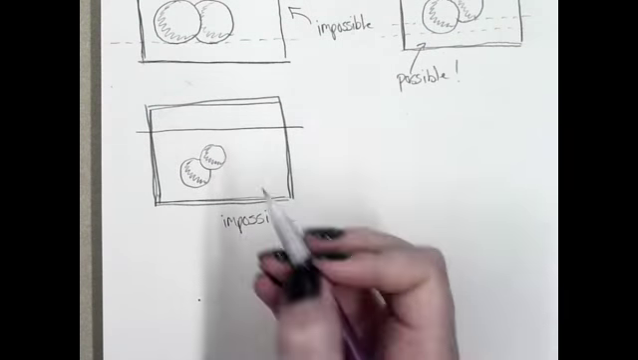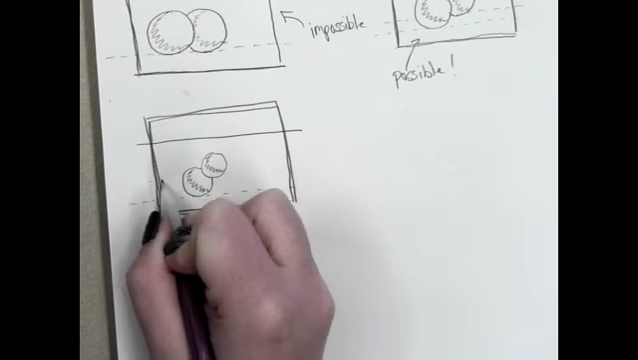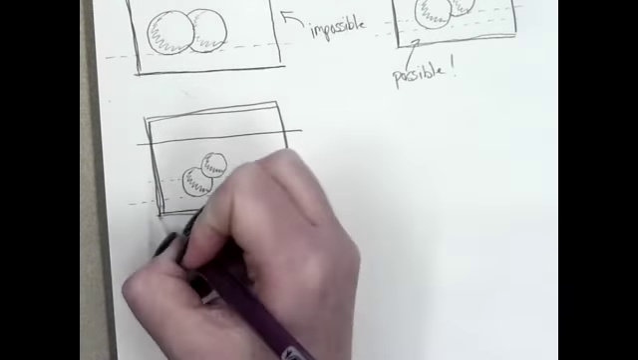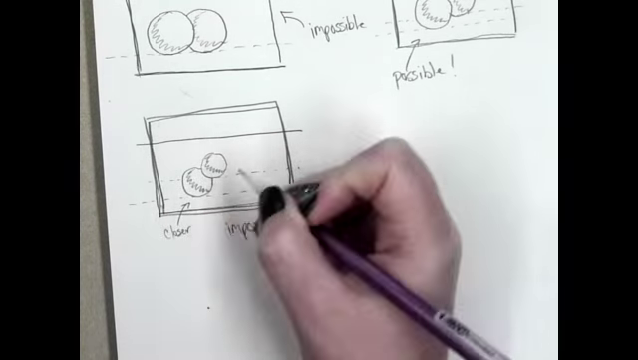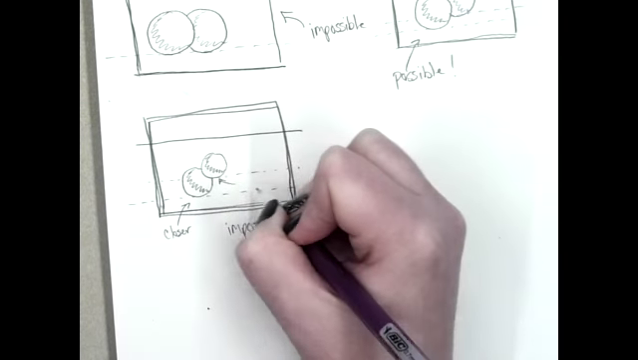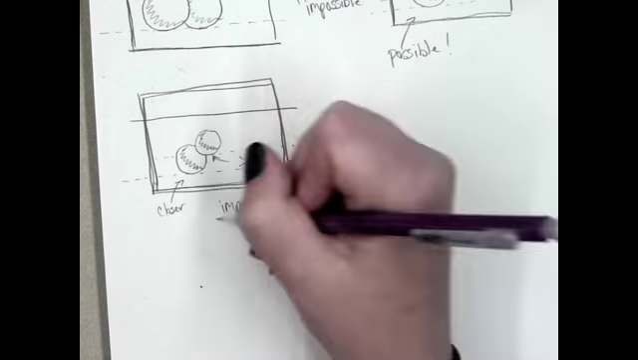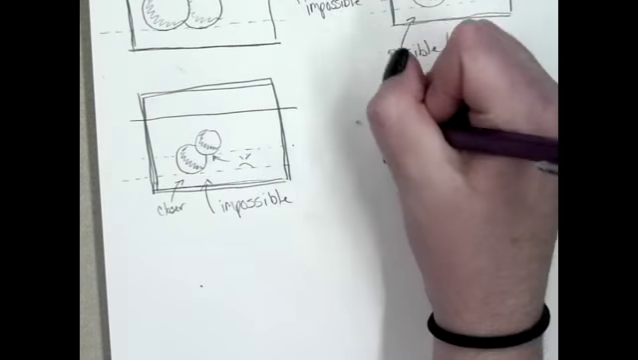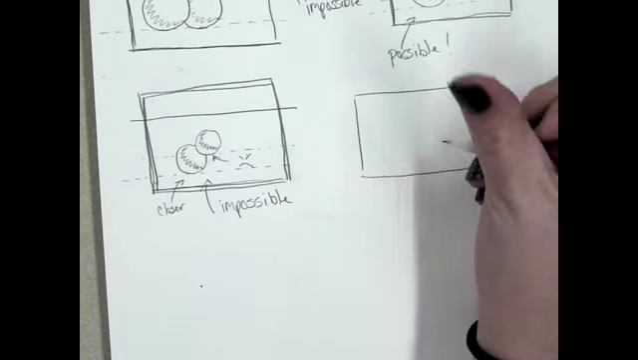This is impossible because the horizontal placement says that this one is closer, but then this one is overlapping it. So that makes no sense. That makes our brain go, no. Nothing makes sense. Impossible!